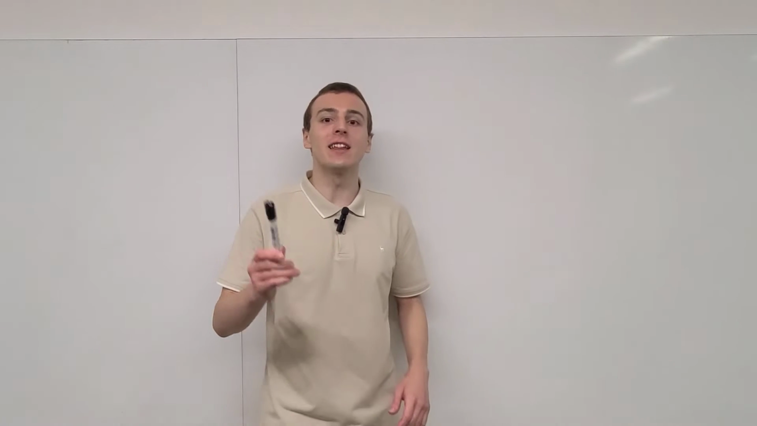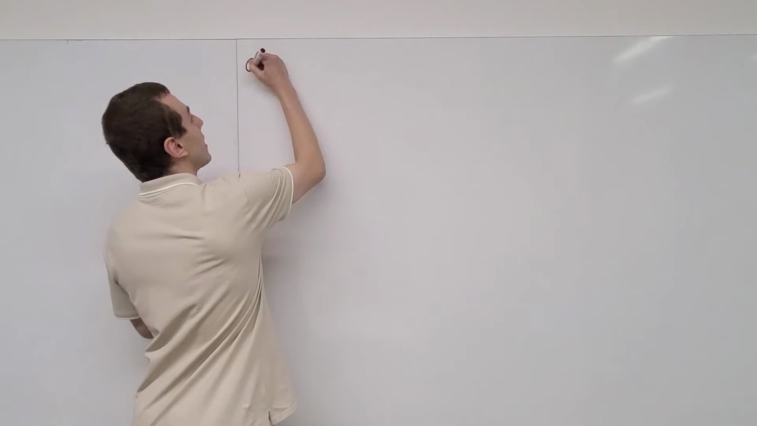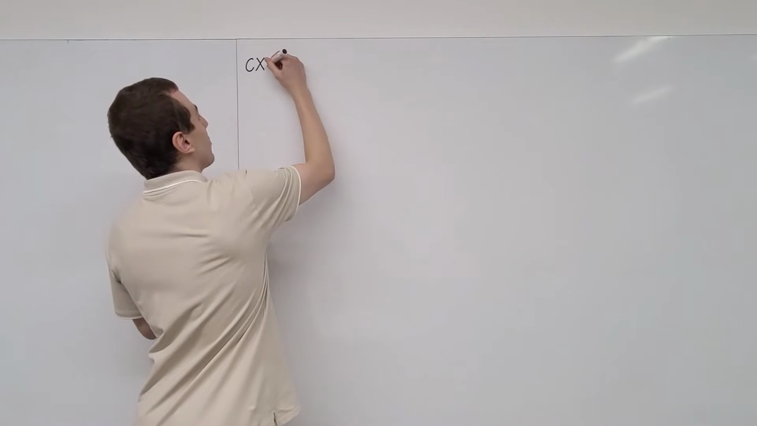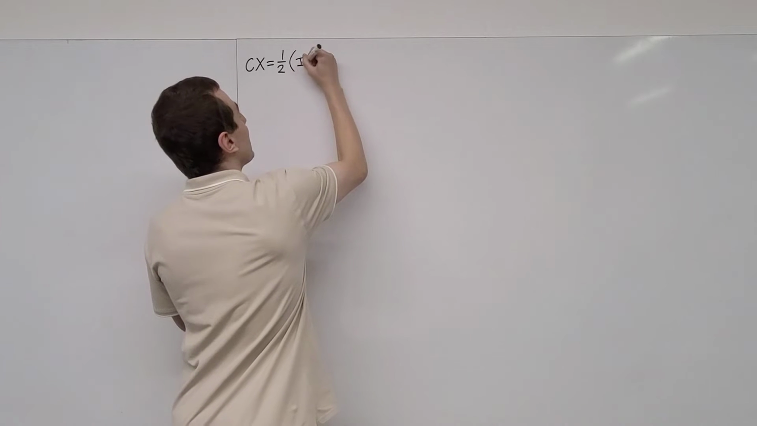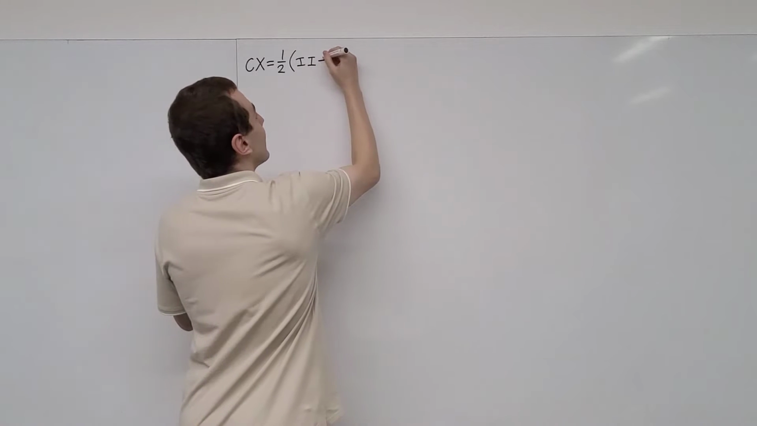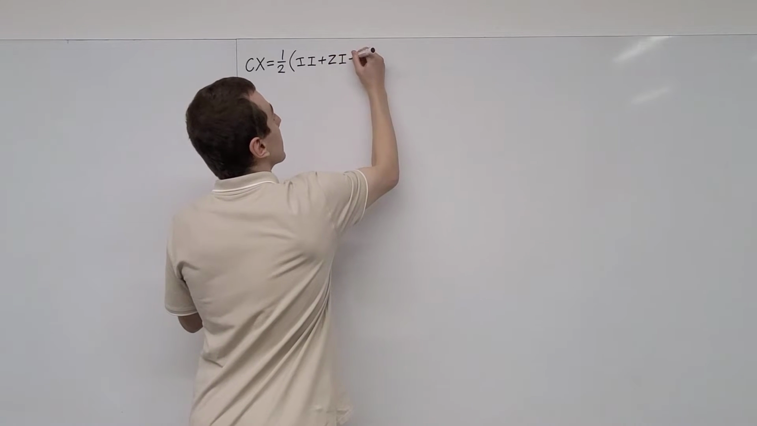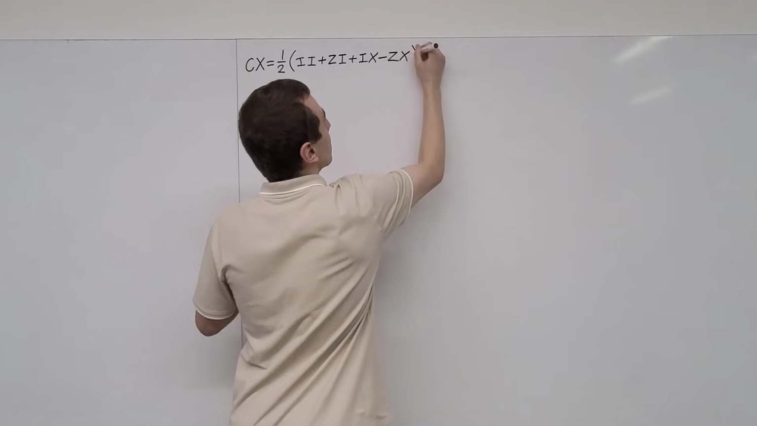Let's investigate the matrix representation of the Toffoli gate. First, let's look at the matrix representation of the controlled NOT gate. The controlled NOT gate can be denoted by CX. And we can actually express this as a linear combination of Pauli matrix tensor products. We have the terms that are denoted by II plus ZI plus IX minus ZX.